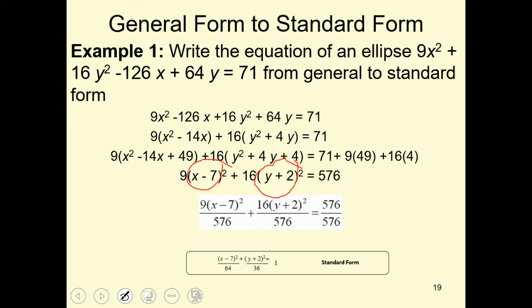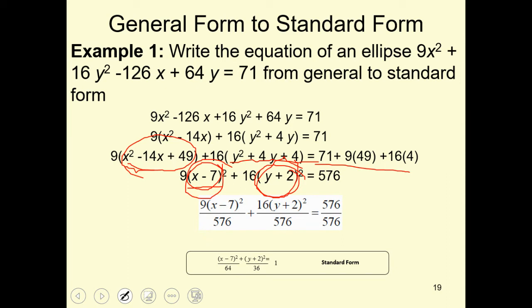So pwede na ka makingani og porma mao po ni sa pikas. Kay kung imo i-expand kini, x minus 7 squared, maabot ka ani. Kining y plus 2 squared, maabot po ka ani. Okay, then sum up 576.